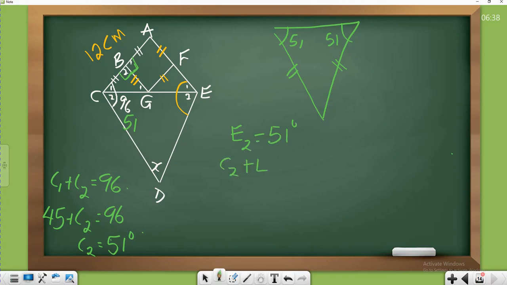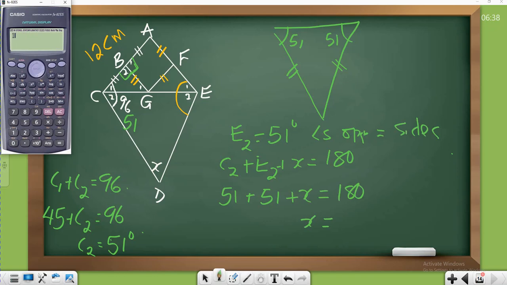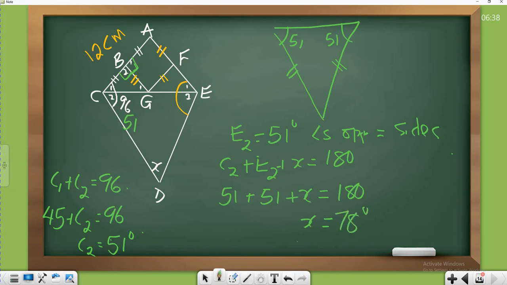C2 plus E2 plus X equals 180. So what is my C2? 51. What is my E2? 51. Here we need a reason: angles opposite equal sides. 51 plus 51 plus X equals 180. What is X? Let's use a calculator. If I take the two 51s, minus 51 and minus 51, we have 78 degrees, and we are done.